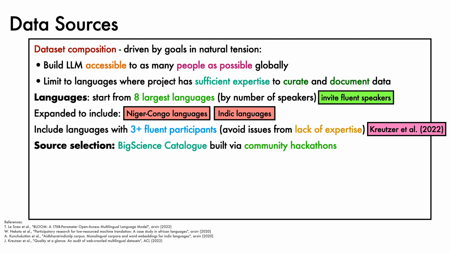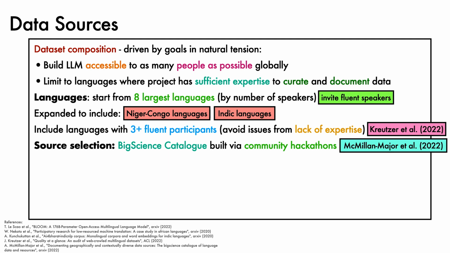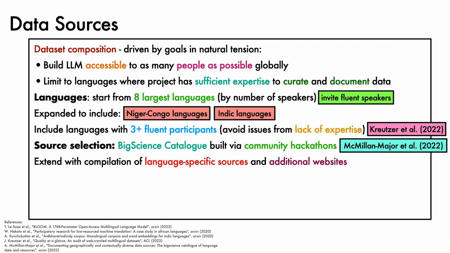In order to select sources, a list was curated in the form of the BigScience catalog via hackathons with different communities, as described by Macmillan-Major et al. This was extended with a collection of language-specific sources, as well as websites identified by participants in their local language that could be extracted from a Common Crawl snapshot.